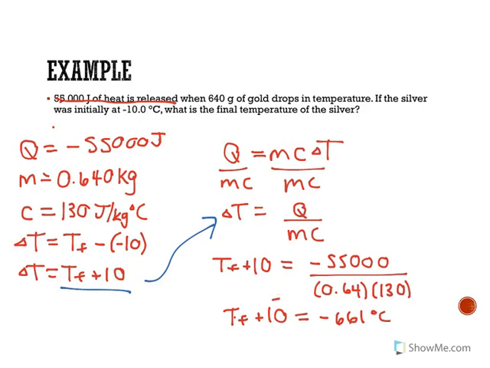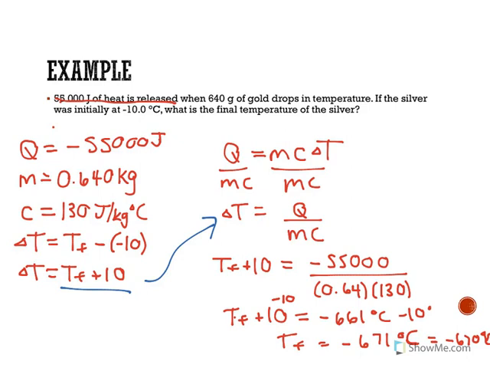And so we need to subtract 10 from both sides in order to get TF by itself. TF is equal to negative 671 degrees Celsius. Okay. Although we need to write two significant figures, so negative 670 degrees Celsius.